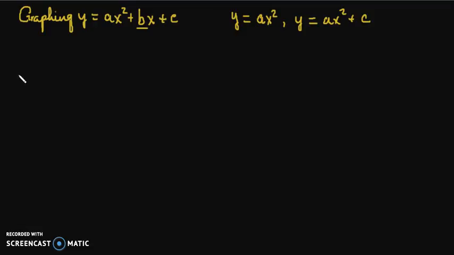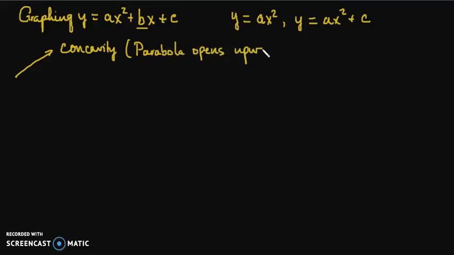Now, we are familiar with the concept of concavity, and that means whether the parabola opens upward or downward. The factor that affects the concavity is the coefficient a. So if a is positive, it's concave up, and if a is negative, the parabola is concave down.